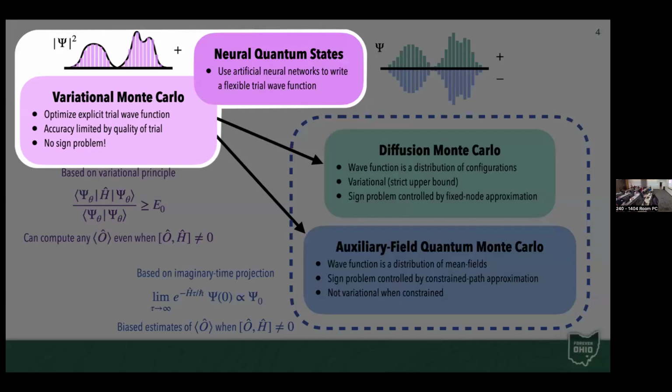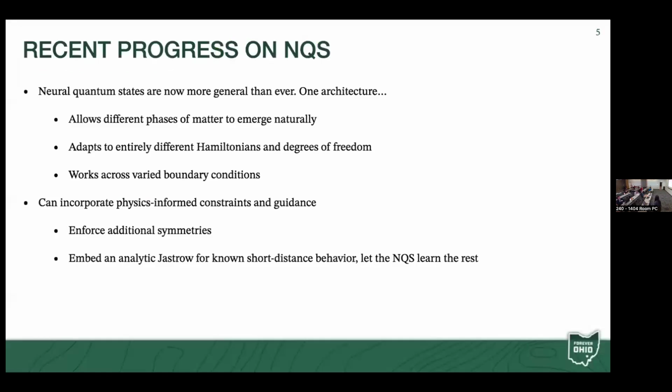The point of using neural quantum states is to build upon some of the successes of variational Monte Carlo and try to solve this issue of having the quality of your trial be the main hindrance of the energy upper bound that you get. So we use artificial neural networks in order to parameterize our wave function, to get our wave function as flexible as possible.